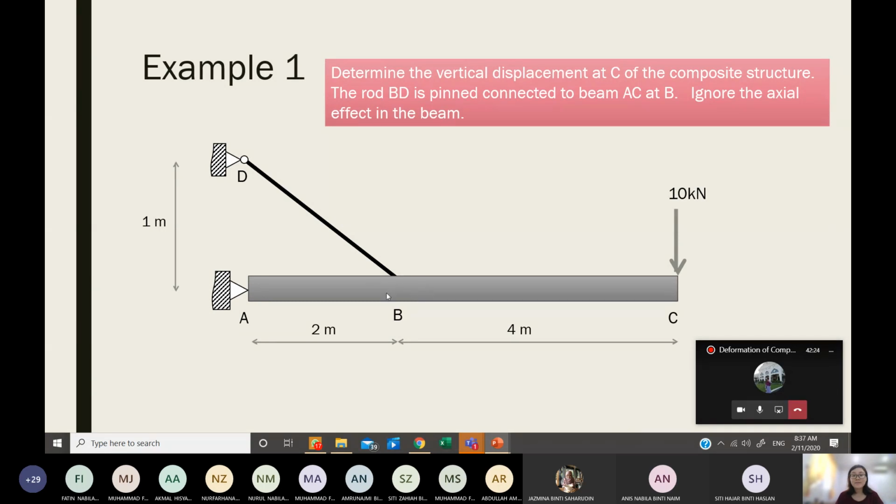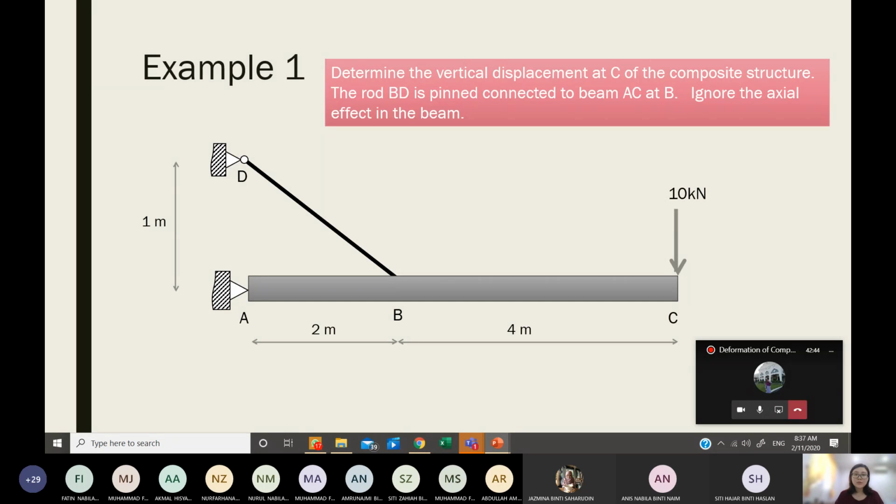But there is no hinge in the beam. I mean the connection of BD to the beam is pin. So ignore the axial effect in the beam. This is a very important statement. We are going to use it later. Ignore the axial effect in the beam.